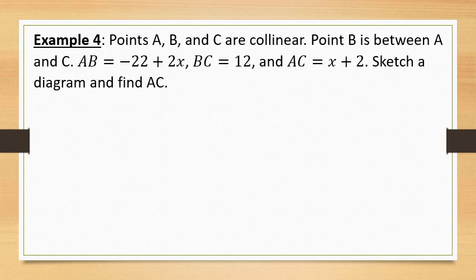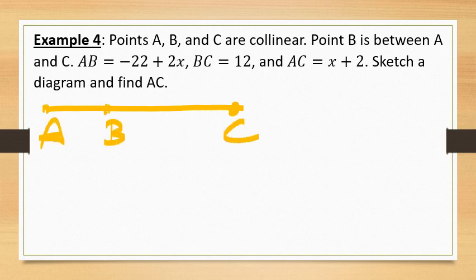So, example 4. A, B, and C are collinear. Point B is between A and C, and they give you the length of the 3 segments. So, let's draw our picture. We're going to draw a line segment. B is between A and C, so B is somewhere between A and C. They're not super specific about where, so just get yourself a visual going.